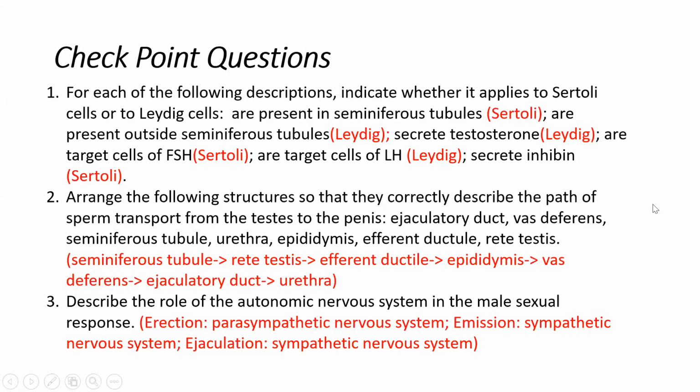And then the final question here, describe the role of the autonomic nervous system in the male sexual response. We talked about this at length today. We've got erection, parasympathetic system, emission, sympathetic system, ejaculation, sympathetic system, okay? Yeah, so I'll pause here to see if there are any questions.